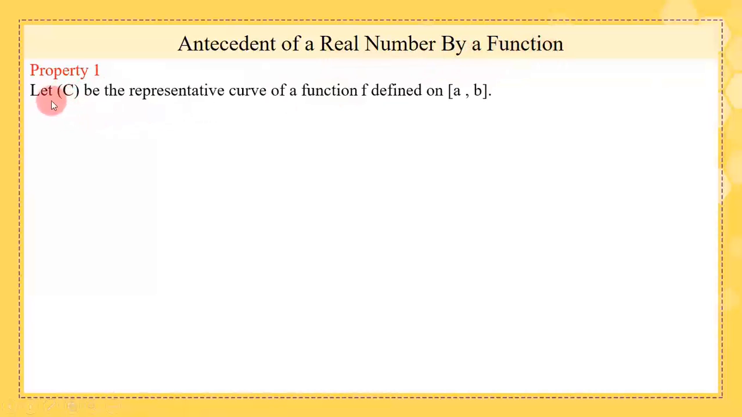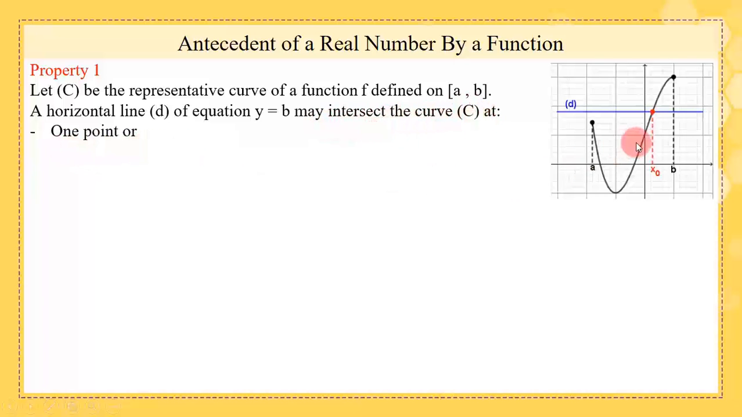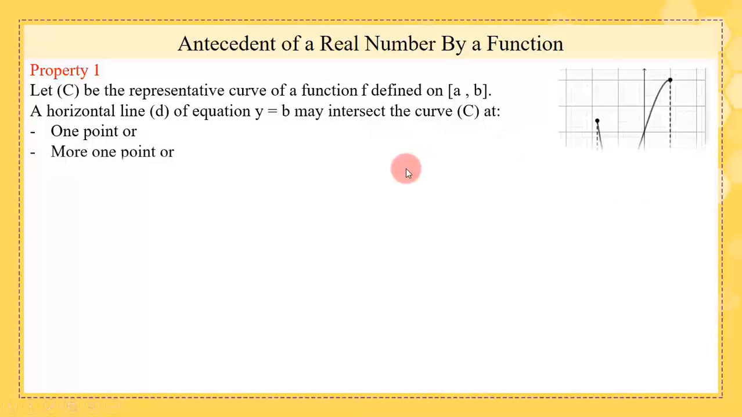Antecedent of a real number by a function. Property number 1. Let C be the representative curve of a function f defined on AB. A horizontal line D of equation y equal b may intersect the curve C at one point, as you see in the figure to the right, or more than one point.